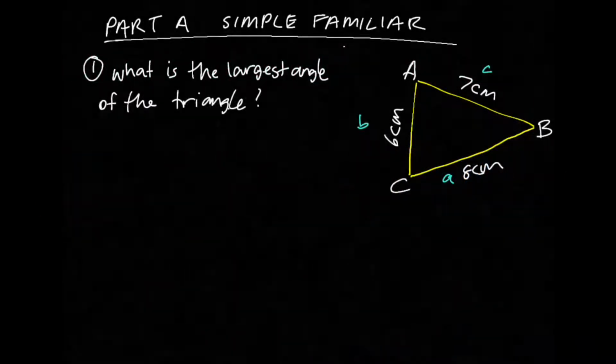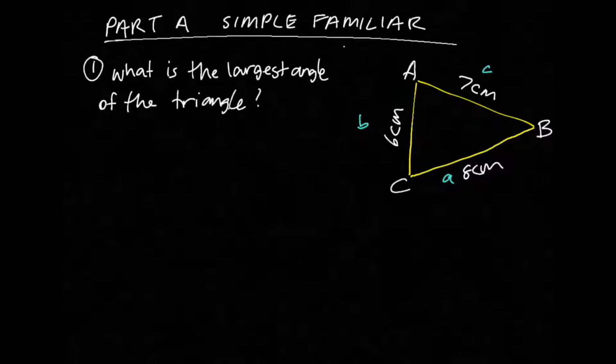Okay, part A, simple familiar. What is the largest angle of the triangle? So we've got sides A, B, C. You should be familiar with how you work that out. A is opposite to angle A, B is opposite to angle B, etc.